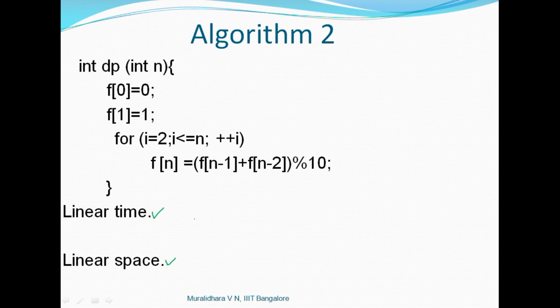So this algorithm can be used if you want to find f of n up to 10 to the power 6. But if you want to find f of n for n equal to 10 to the power 9, then this algorithm cannot be used because we don't have so much space. So let's modify this algorithm slightly and try to get an algorithm which requires a lesser amount of space.